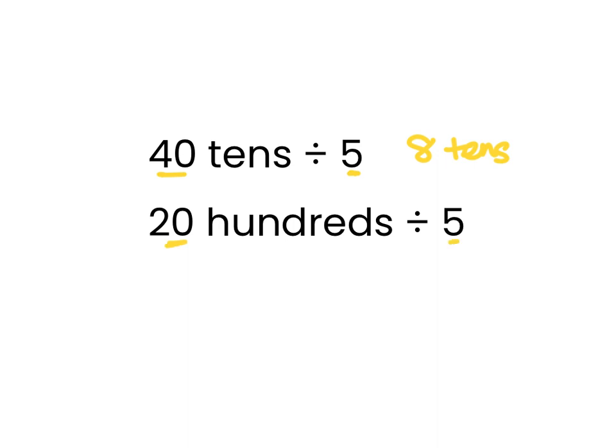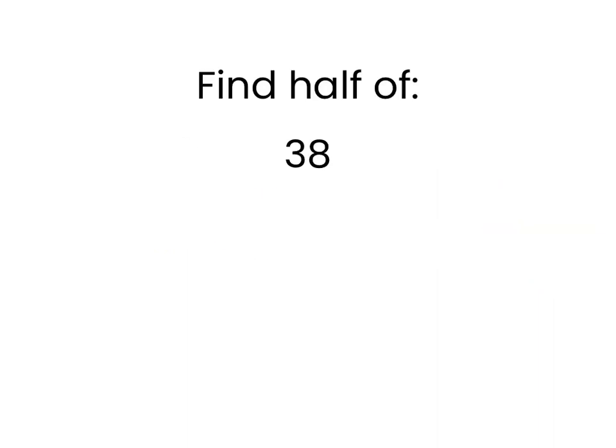20 hundreds divided by 5, well, that gives us 4 hundreds, or 400. Notice that you can do the basic division, which is pretty straightforward, as long as you're remembering, okay, so now we're talking hundreds, so my answer is going to be in the hundreds there.